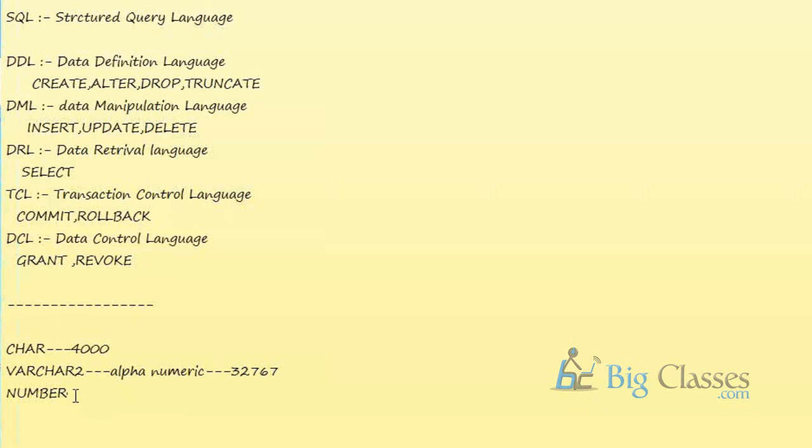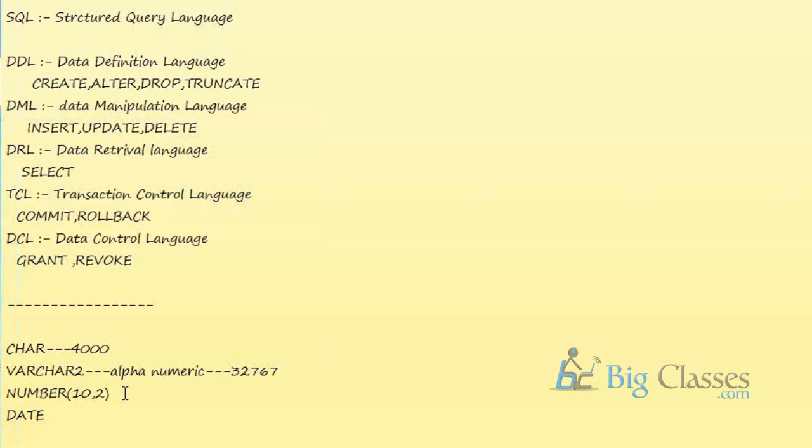Number of p comma s: suppose you say number of 10 comma 2, maximum it can store 10 digits, and after the decimal it can store 2 digits. That's how you can define it. But number actually stores a maximum of 38 digits. And similarly, you'll have date information.